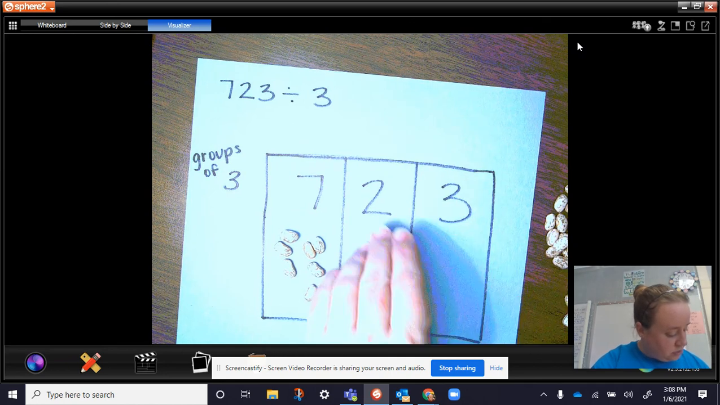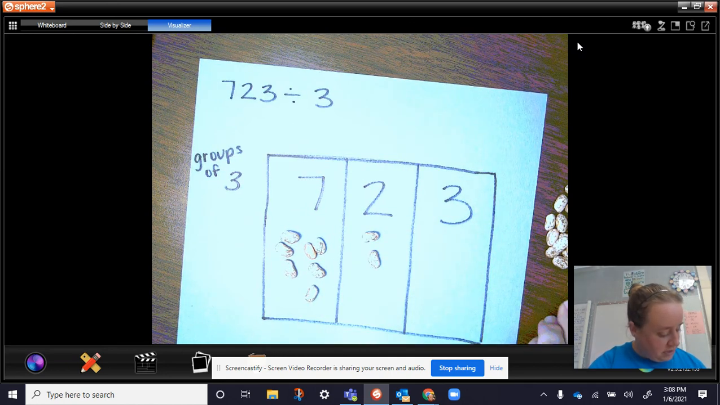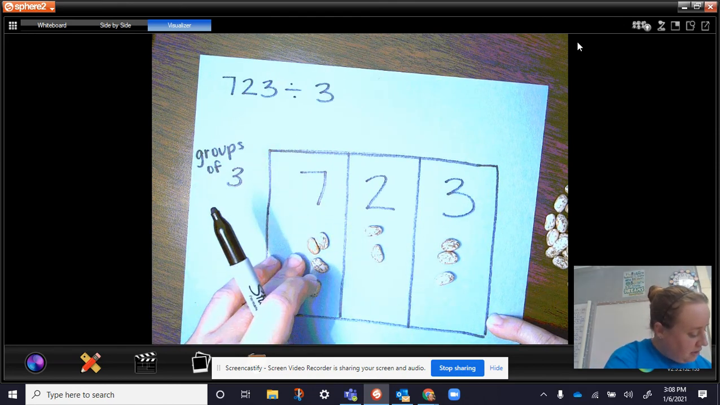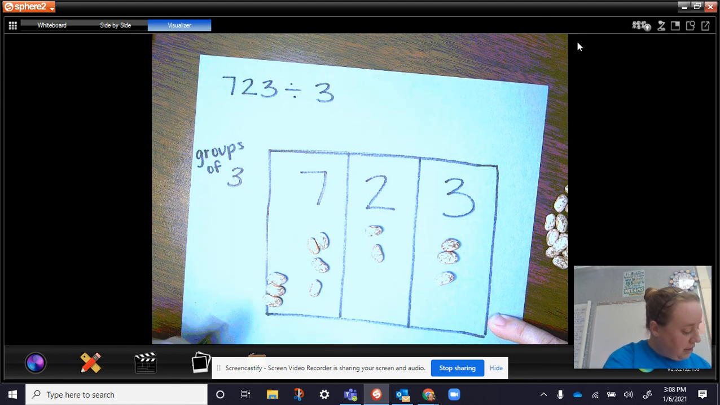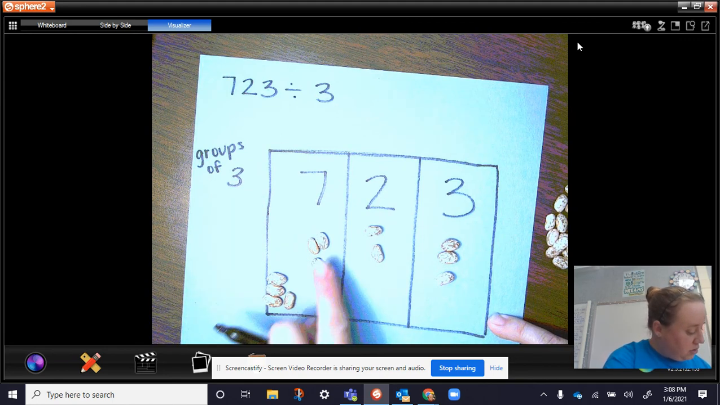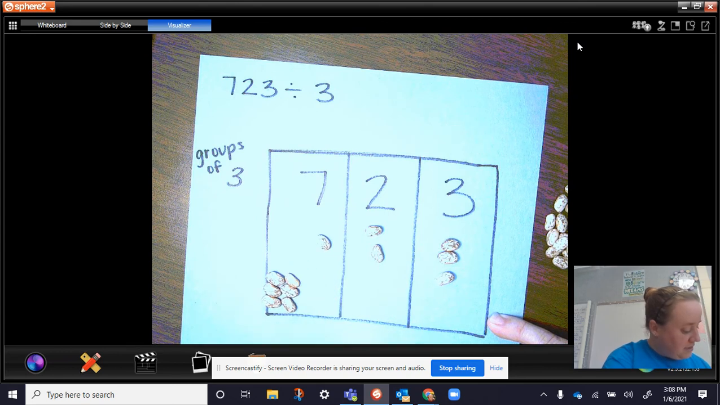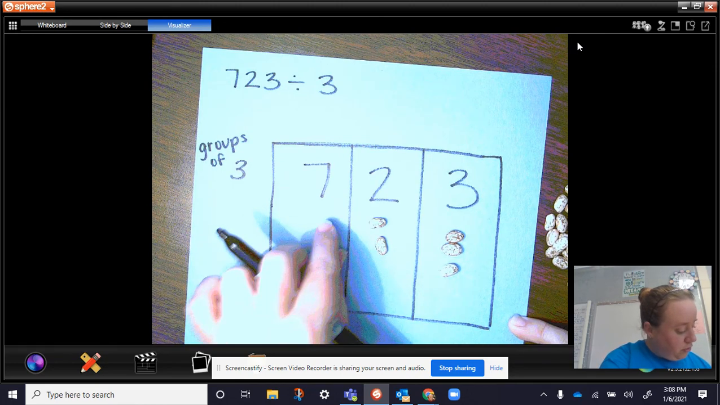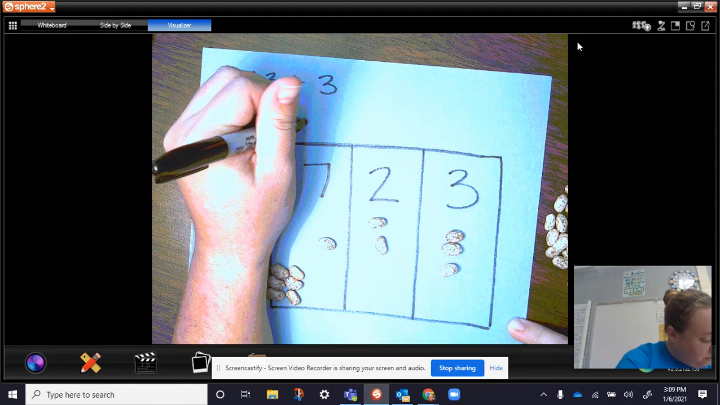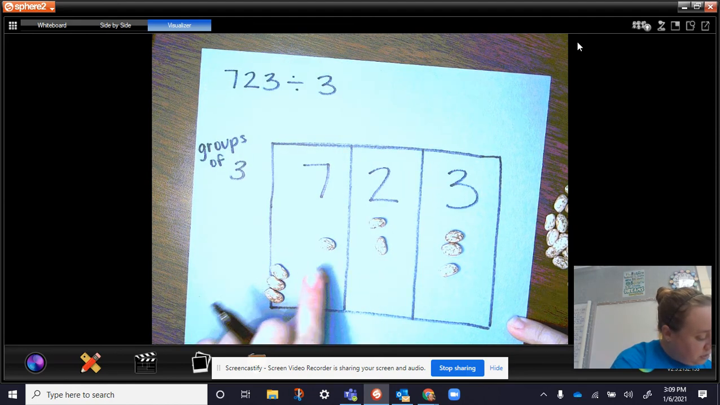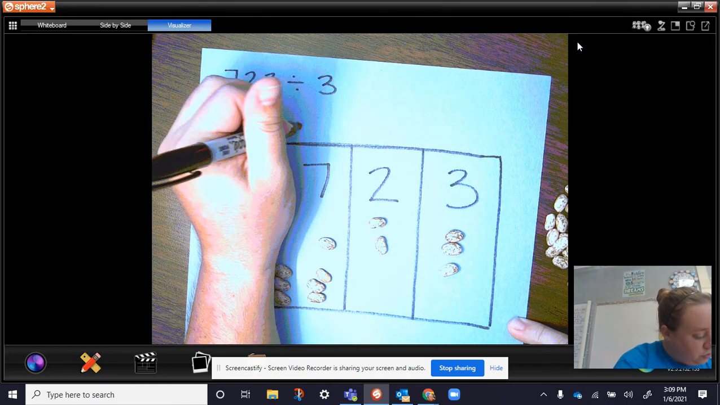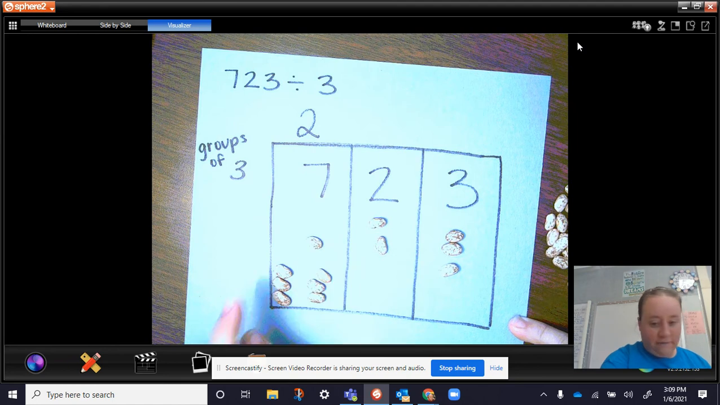So here, this one has a 2, so it gets 2 beans. This one has a 3, so it gets 3 beans. So if I make a group of 3, I see that I can make one group of 3 here. I can take 1, 2, 3, and make a second group. And so this here is 2 groups. So the number of groups that I make, I'm going to put it on top. Scoot these over so you can see the 2 groups. So I can make 2 groups. Now there's 1 left over.